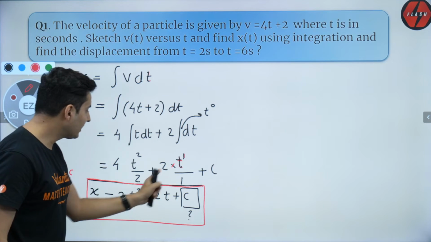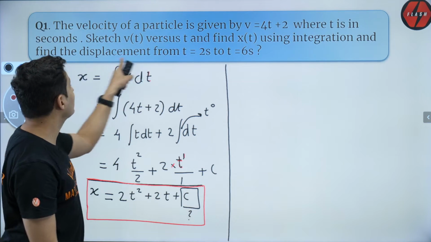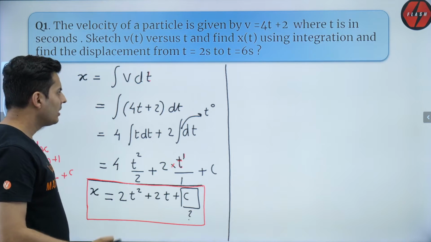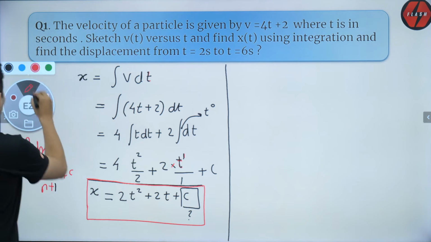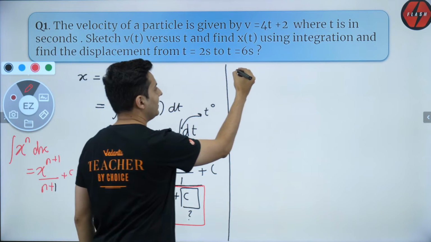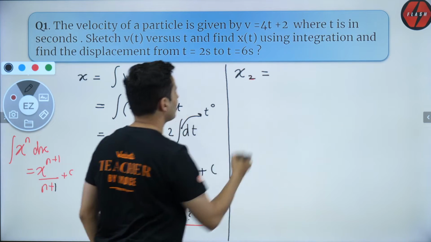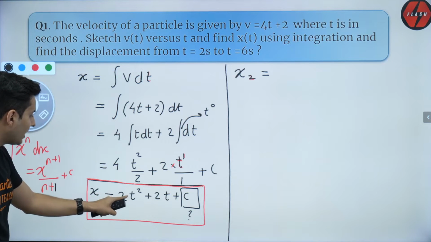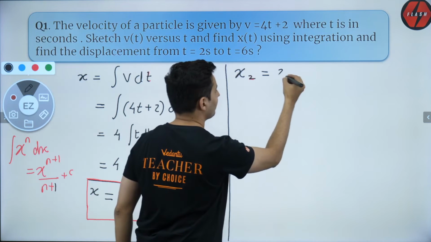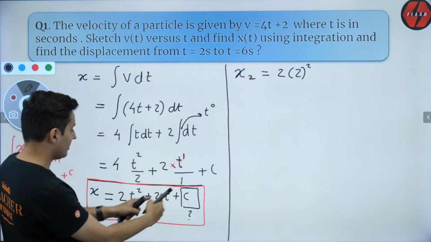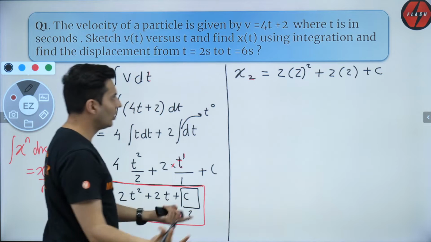Now, after this, the next part comes where we have to find the displacement from 2 seconds to 6 seconds. Is it possible to find the displacement even without finding c? Yes. I'll tell you how. It's very simple. Just find the position at 2 seconds. That means substitute the value of time as 2 in this particular equation. So what will you get? 2 into 2 square, plus 2 into 2, plus some constant. I do not know what it is.